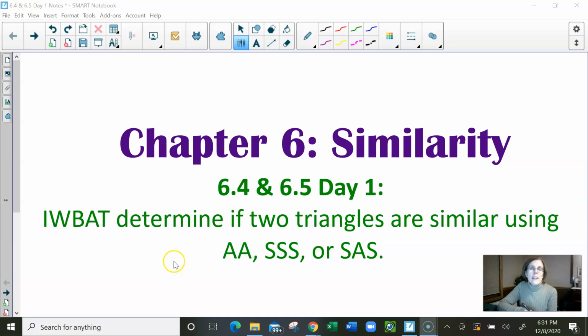Hello, we are back with Chapter 6 on Similarity, where we are focusing on sections 6.4 and 6.5, Day 1. The learning target today is I will be able to determine if two triangles are similar using angle-angle, side-side-side, or side-angle-side shortcuts.